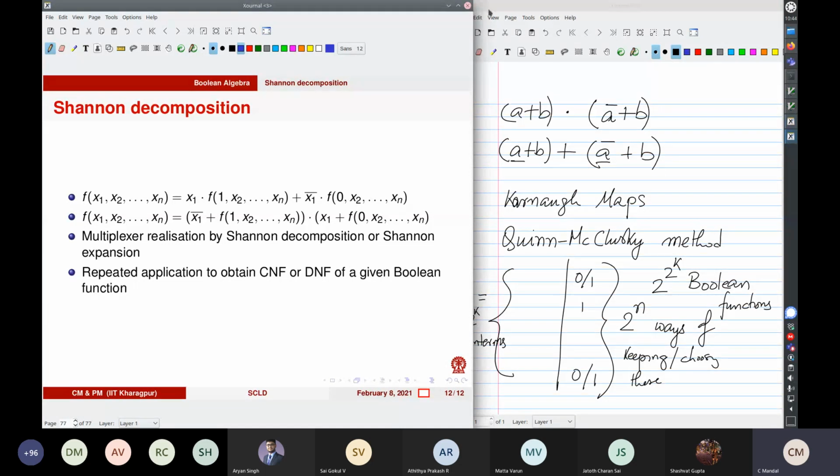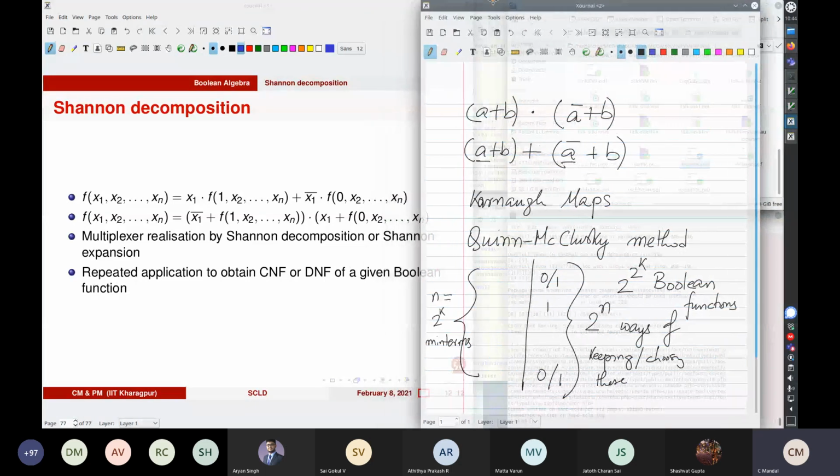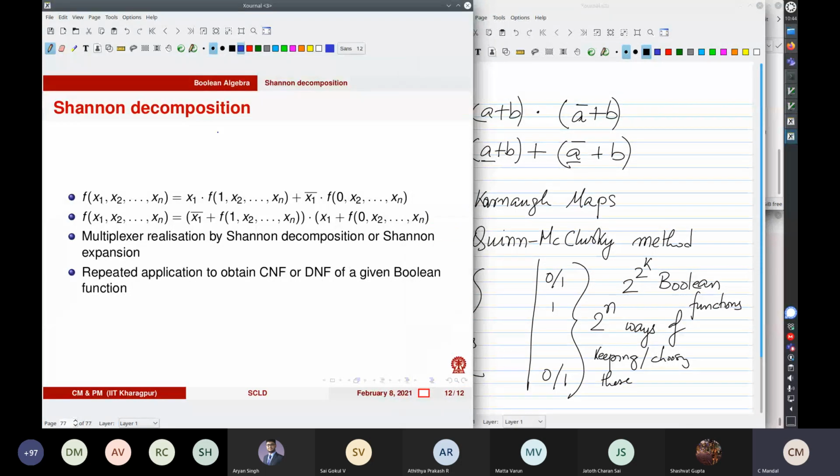I think we are nearly to the end of this class. I think I'll just stop today instead of starting a new topic now. We'll just stop here. We'll take up Boolean function optimization in the next class.